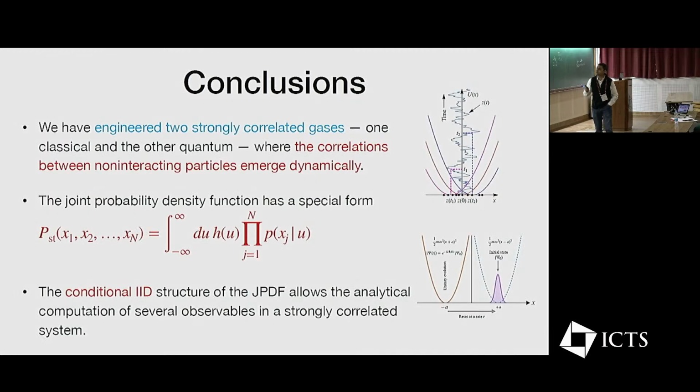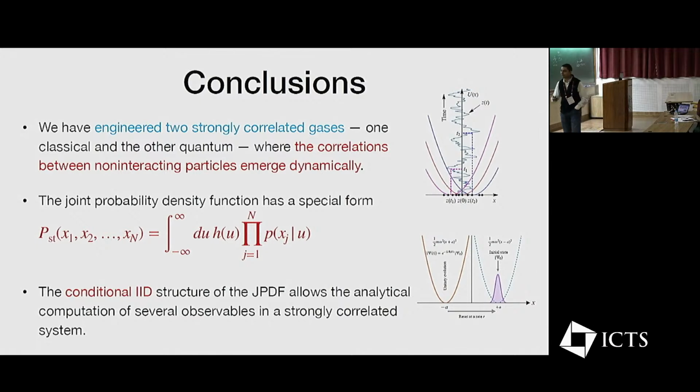To conclude, we have engineered two strongly correlated gases where correlation between non-interacting particles emerges dynamically. We have a joint distribution which has this CID structure, and this structure allows the calculation of many of these observables explicitly.